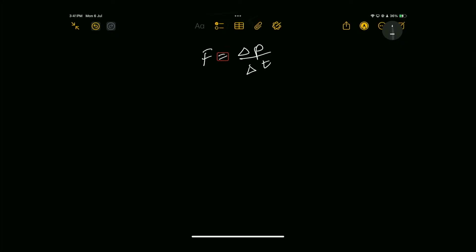Now we also saw the moment of a force. So what is the moment of a force?